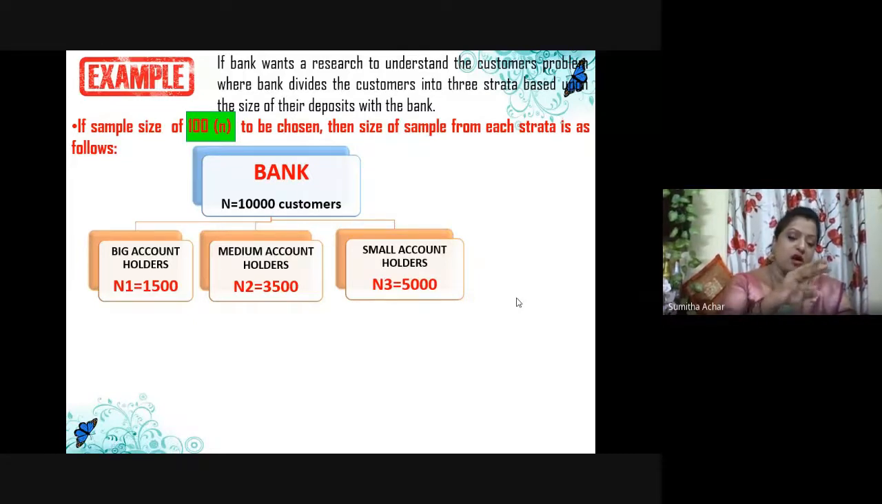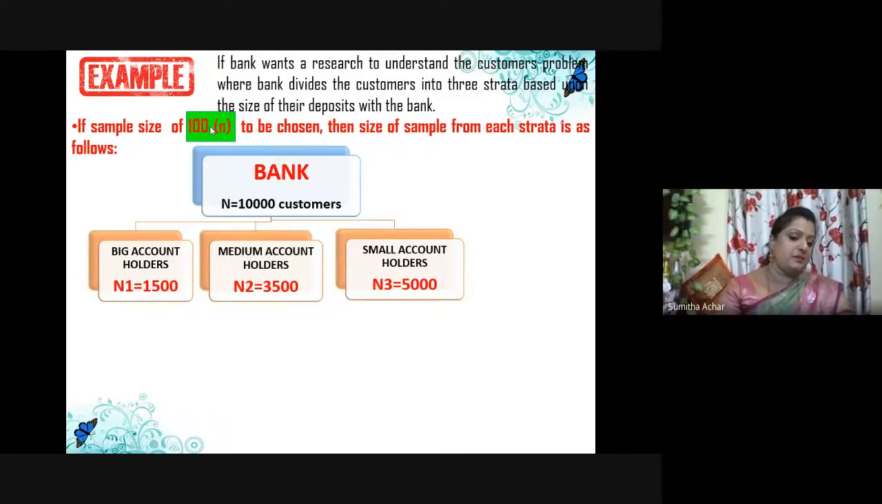The people who belong to the big account holders are all homogeneous in nature. But between the groups, they are heterogeneous, right? Within the groups, they are homogeneous. But big account holders, medium account holders and small account holders, between them, they are heterogeneous. Now tell me, quickly type it in the chat box, how many samples should be taken from the big account holders?